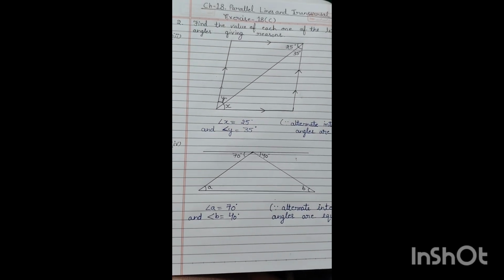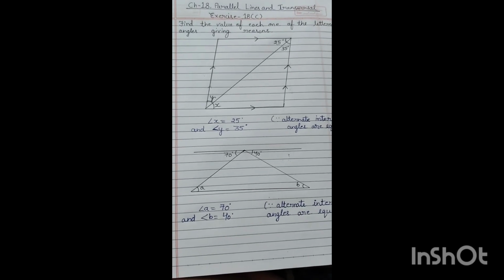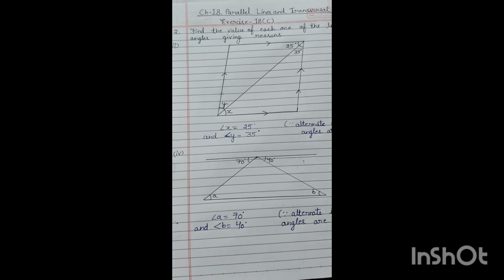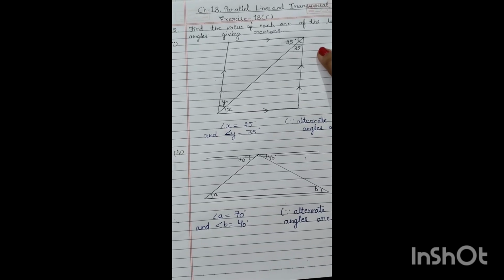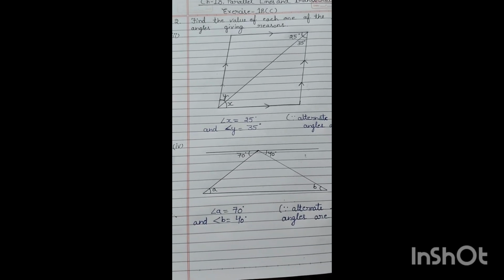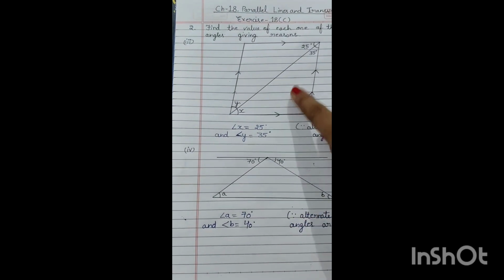Now question number 2 I am writing here. Find the value of each one of the lettered angles giving reasons. So here is the figure. In this figure we have to find the value of angle x and angle y. Here two angles are given. One is of 35 degrees and the next one is of 25 degrees. So angle x equals 25 degrees.